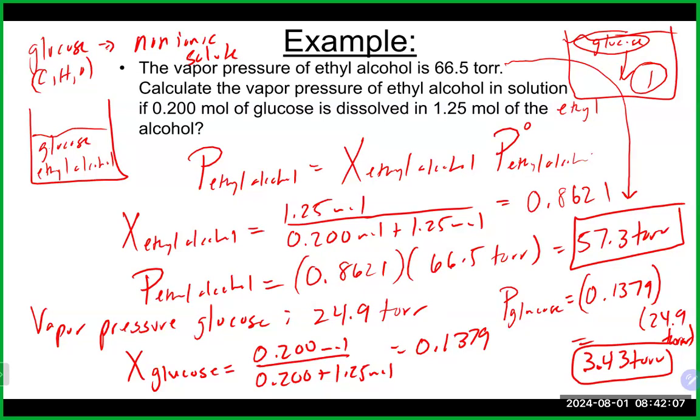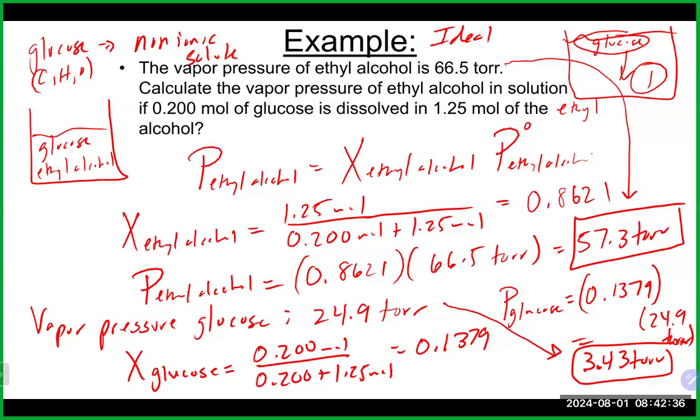The reason I'm saying this, by the way, is we also see a vapor pressure lowering for glucose. And there's a lot more moles of ethyl alcohol in there. So we see a much greater amount of vapor pressure lowering in glucose than we did in the ethyl alcohol.